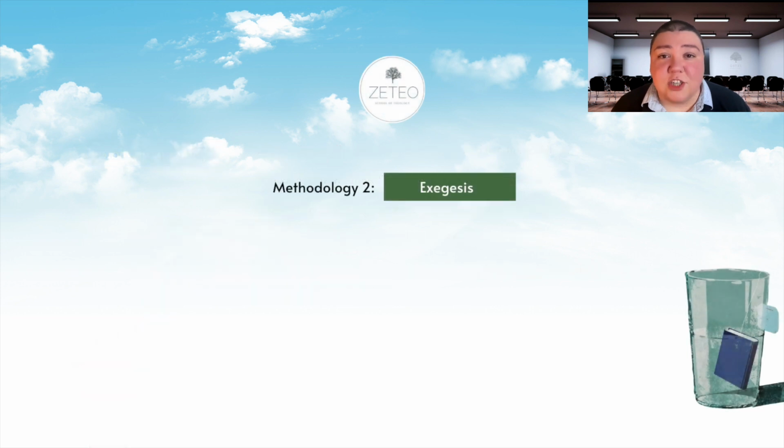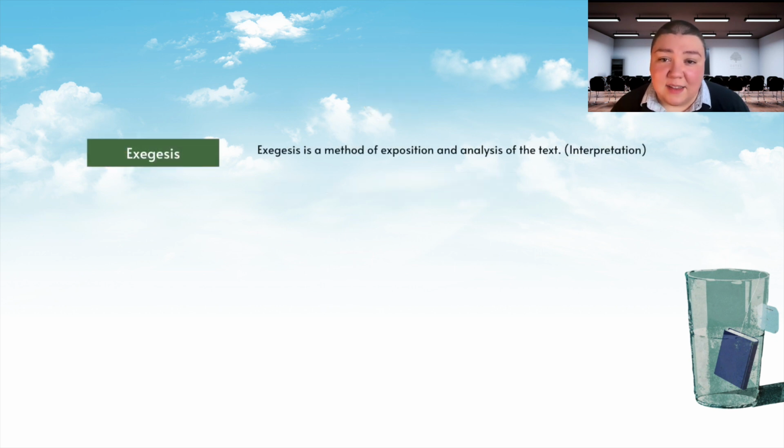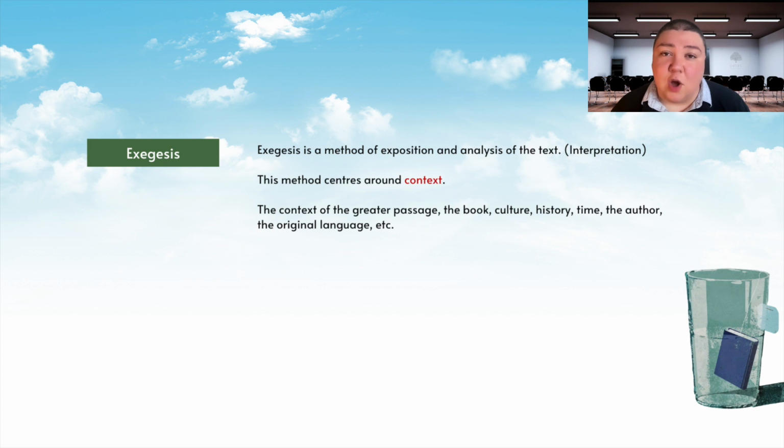The second overarching methodology which we propose, advocate for, and apply is the method of exegesis. We will be going into detail about what exegesis is and how to practice it in this course. Class on day 3 will be all about exegesis. But for now, exegesis is a method of exposition and analysis of the text which centers around context. The context of the greater passage, the context of the book, the context of culture, history, time, the author, the original language.